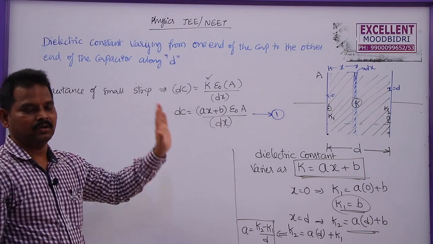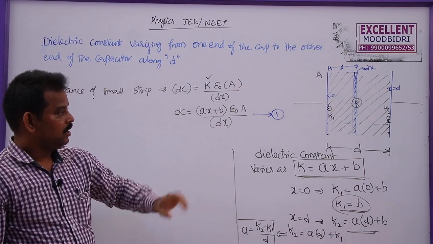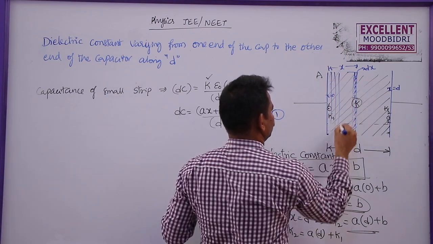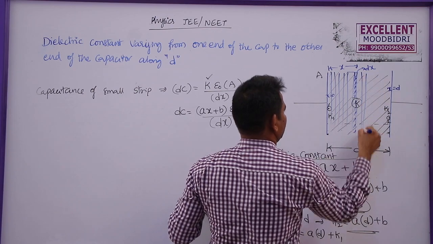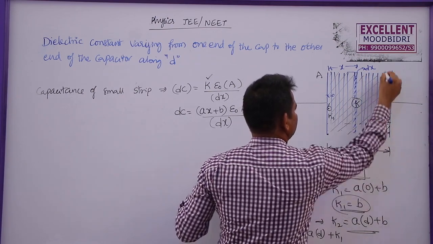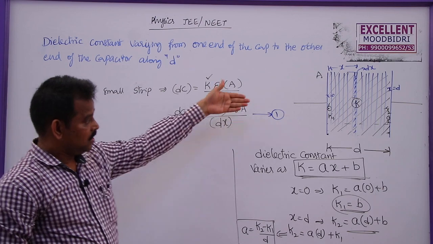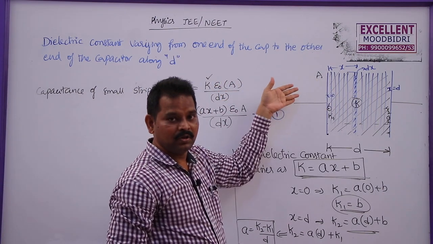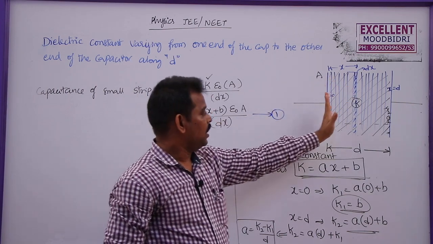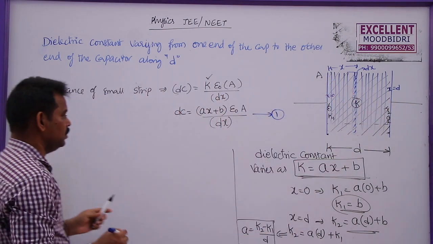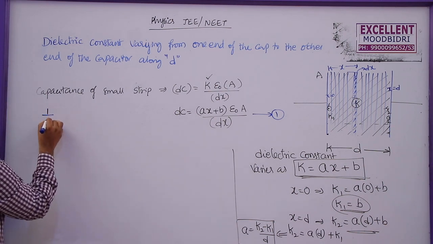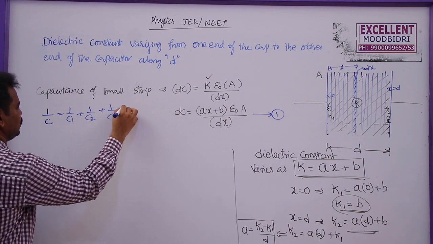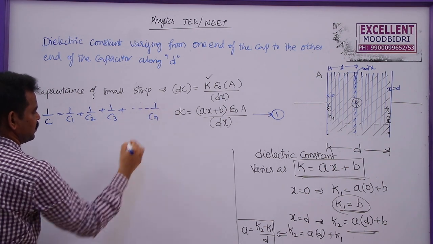Now I want to find the total capacitance of this capacitor. You can take so many steps, 1, 2, 3, 4, 5 like this. But you can see whenever the charge enters the first step, second step, third step, the same amount of charge will flow. That means all these steps are connected in series. So in series combination, 1 by C is equal to 1 by C1 plus 1 by C2 plus 1 by C3 and so on, up to 1 by Cn.